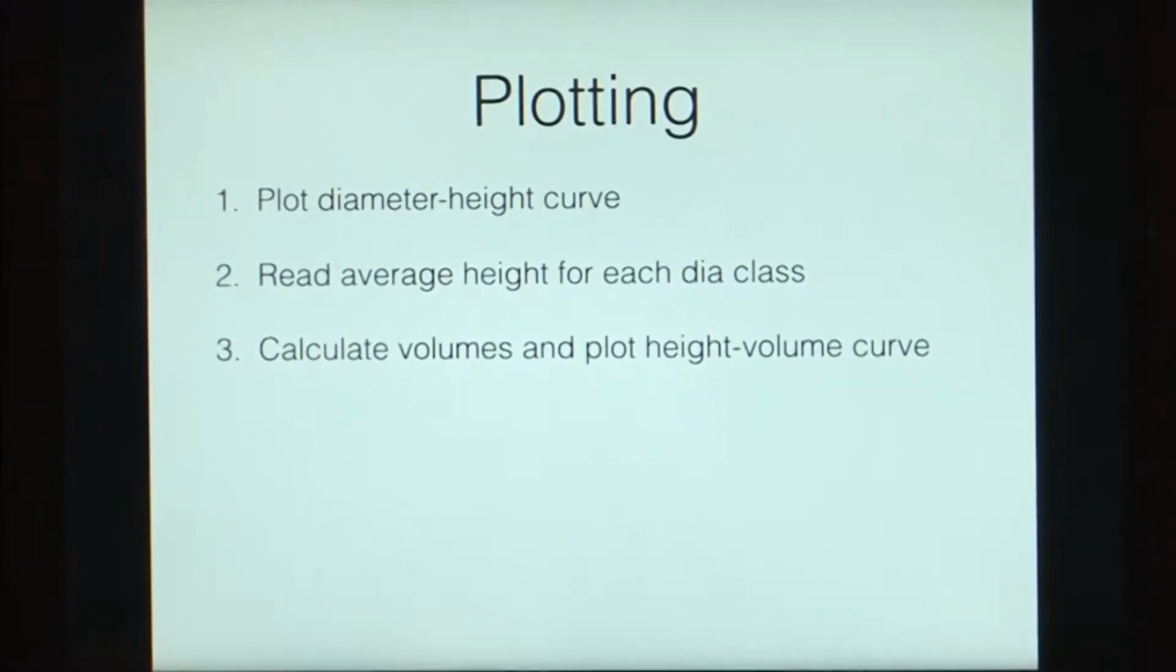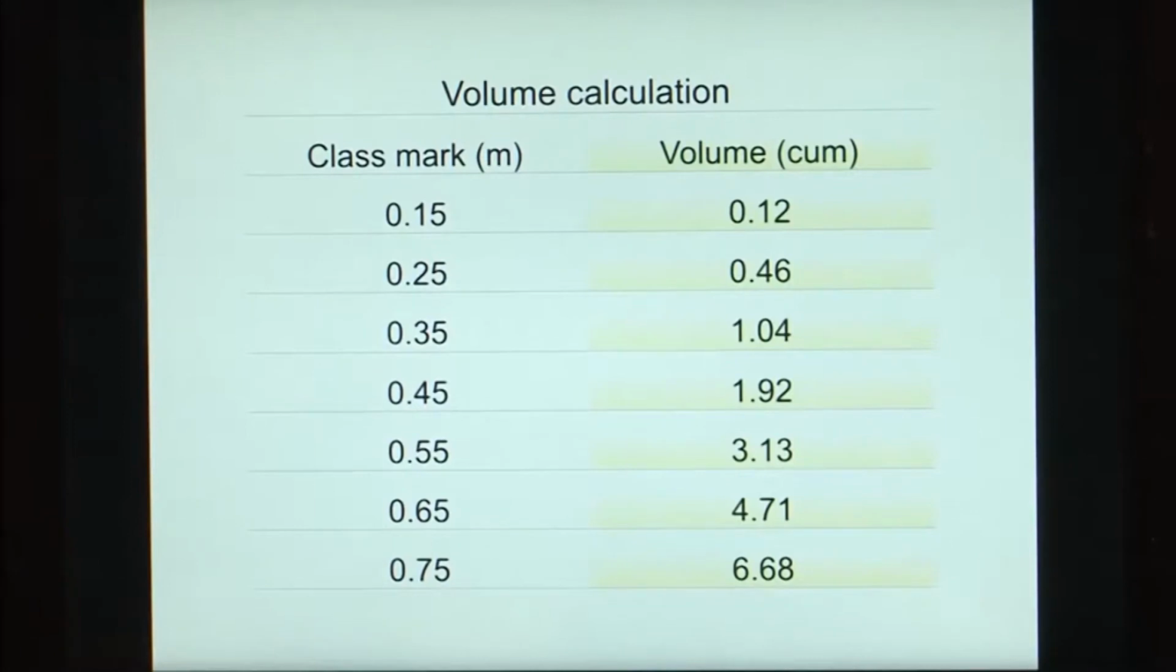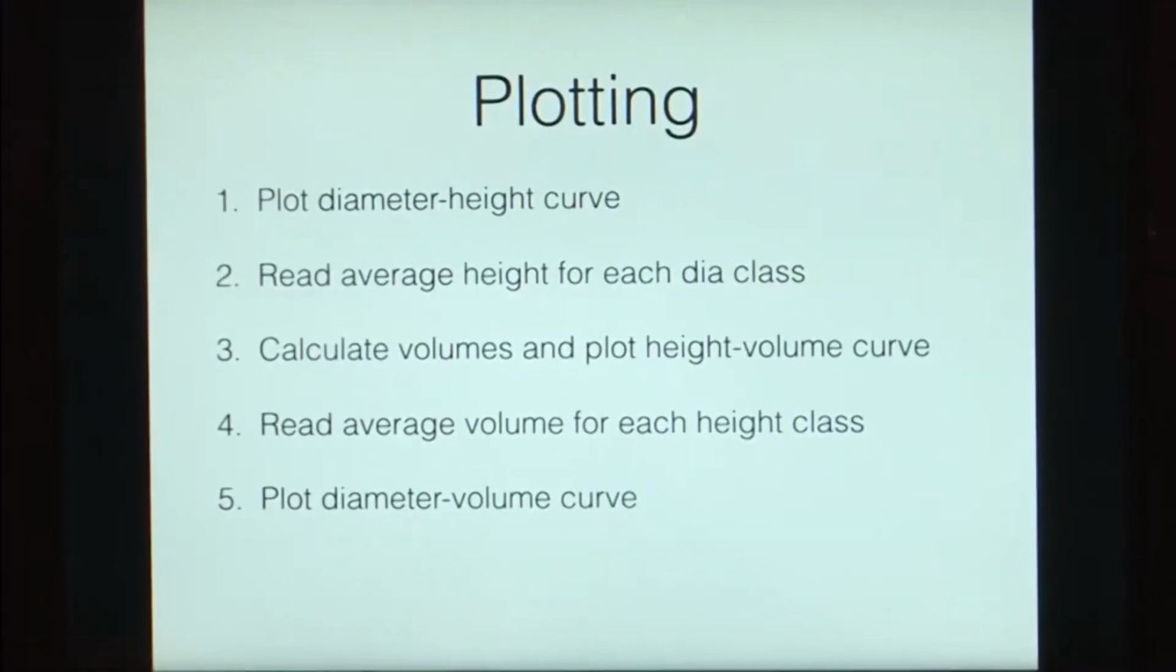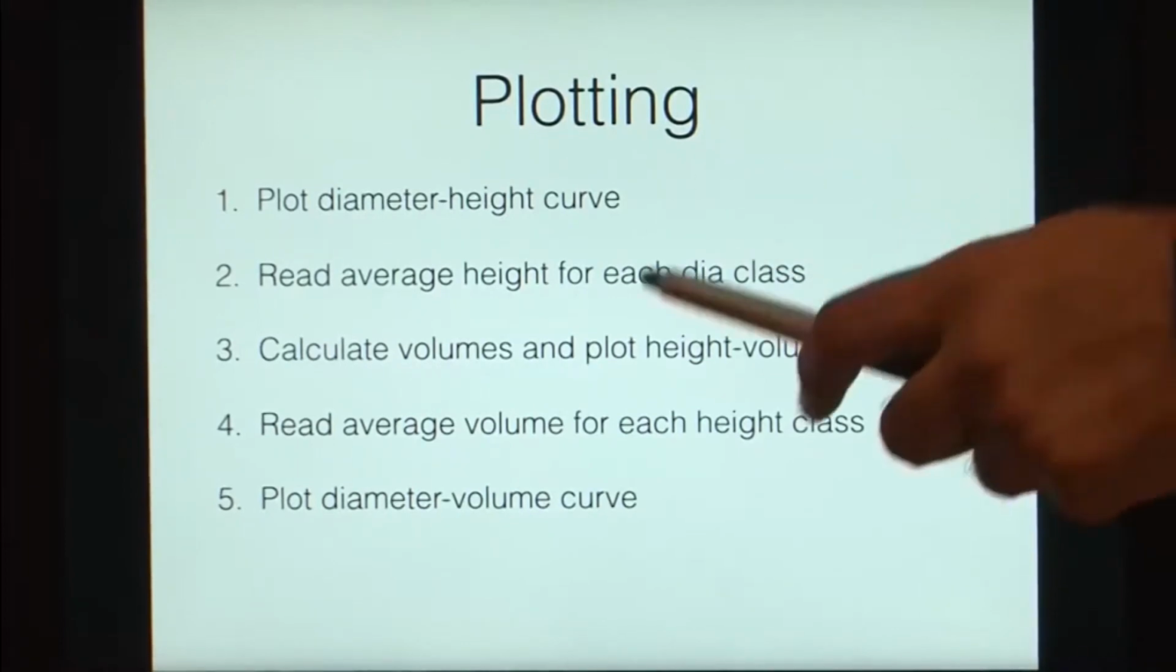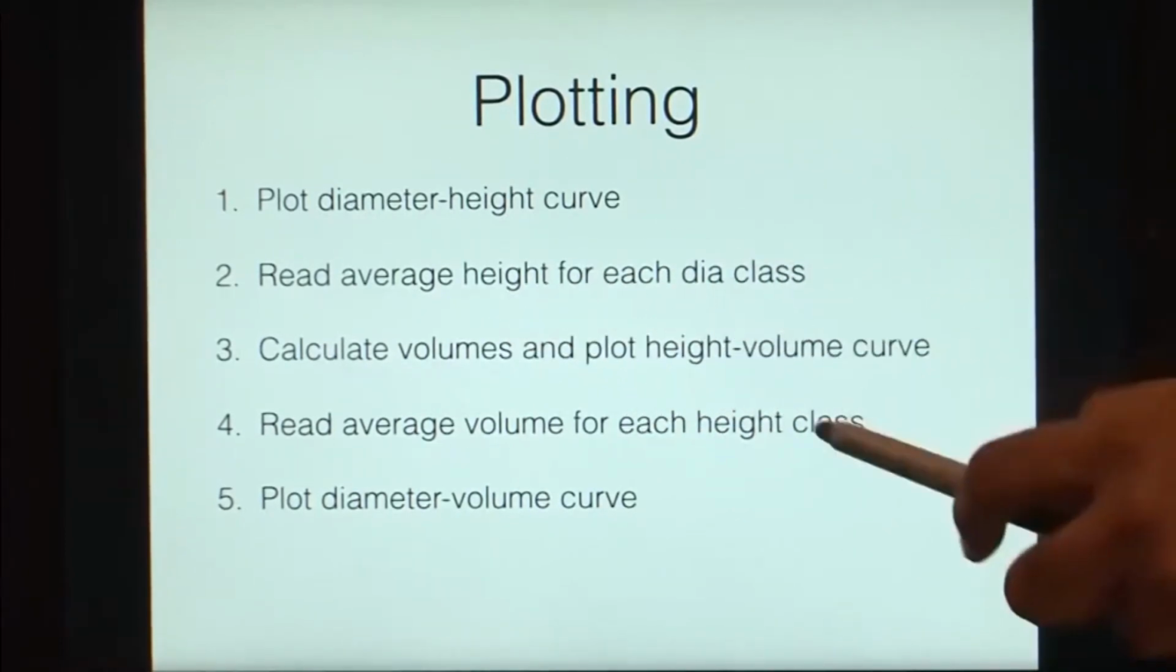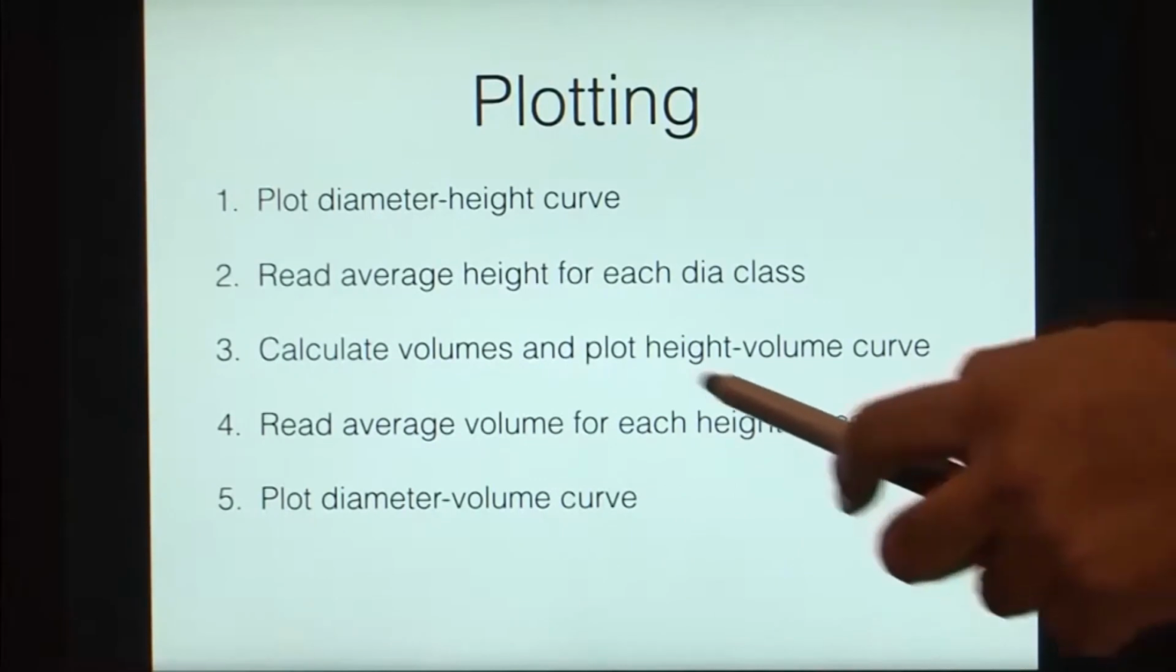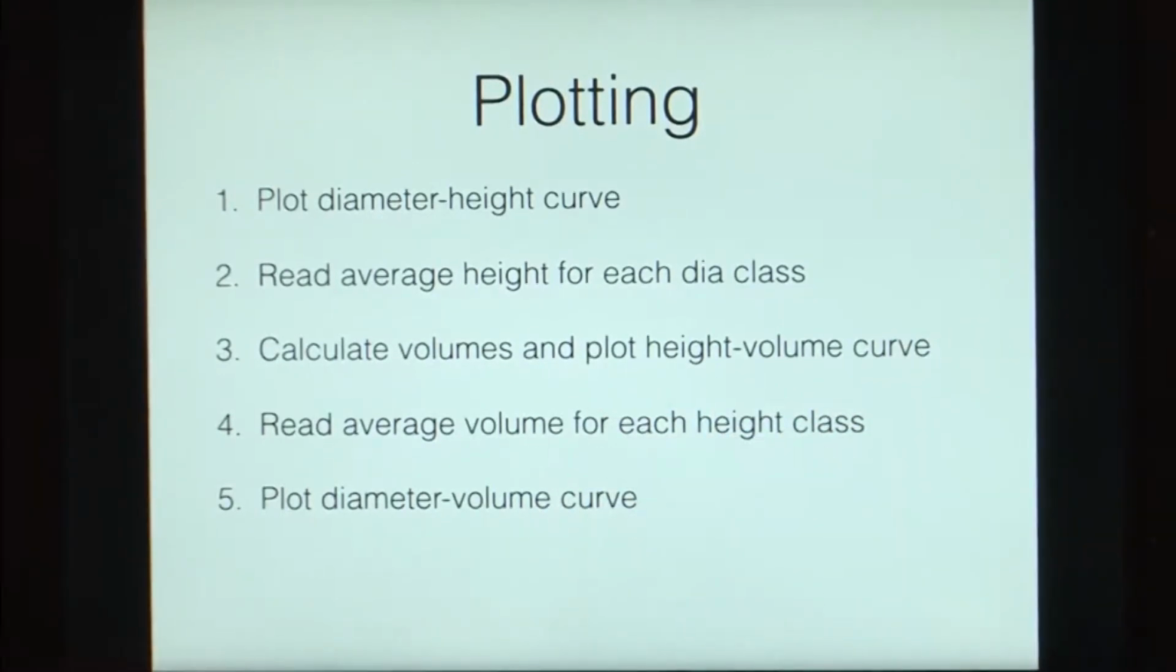In this case, for each class we can calculate the volume. If we have the class mark and if we know the form factors and the heights, we can find out the volumes. Once we have calculated the volumes, we can plot the height versus volume curve. Now, we are trying to get the most typical values, which is why we plotted the height versus volume curve and then read the average volume for each height class. So, we know the average height for each diameter class, and we know the average volume for each height class. Next we are going to plot the diameter versus volume curve.